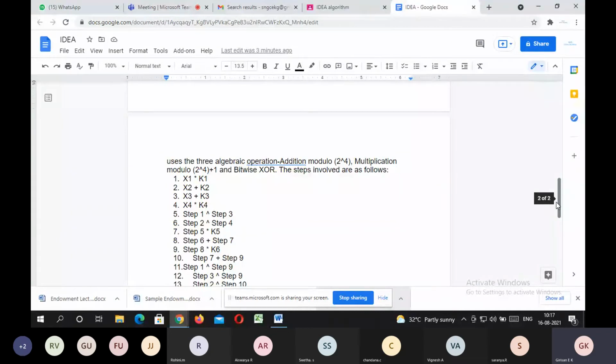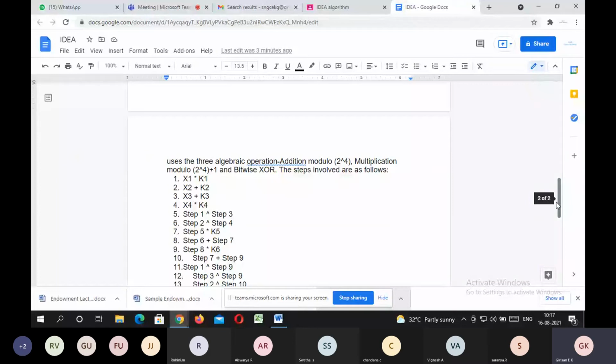The seventh step is the result of step 5 multiplied by K5. K5 is 4-bit. Step 5 result is also 4-bit. That will be the seventh step: step 5 modular multiplication K5. Then the eighth step is the result of step 6 plus the result of step 7.